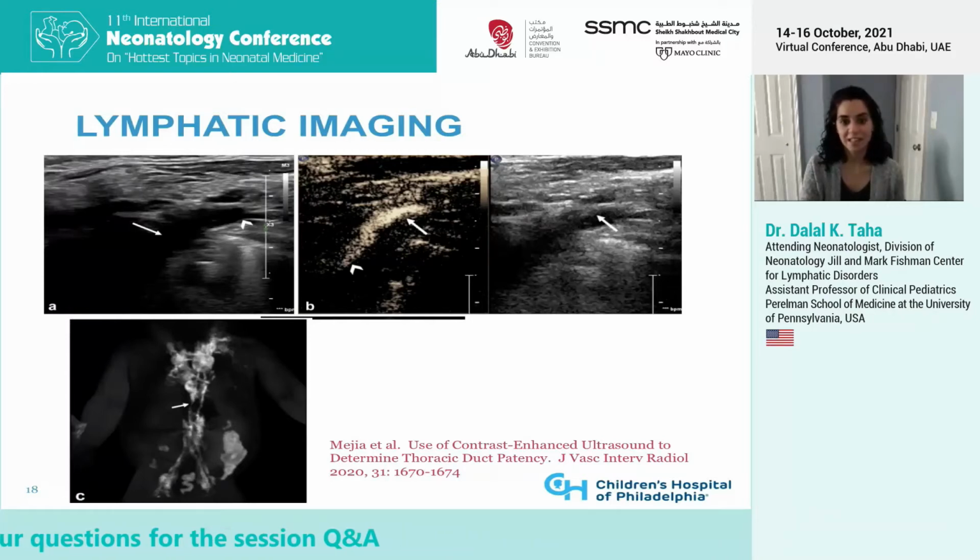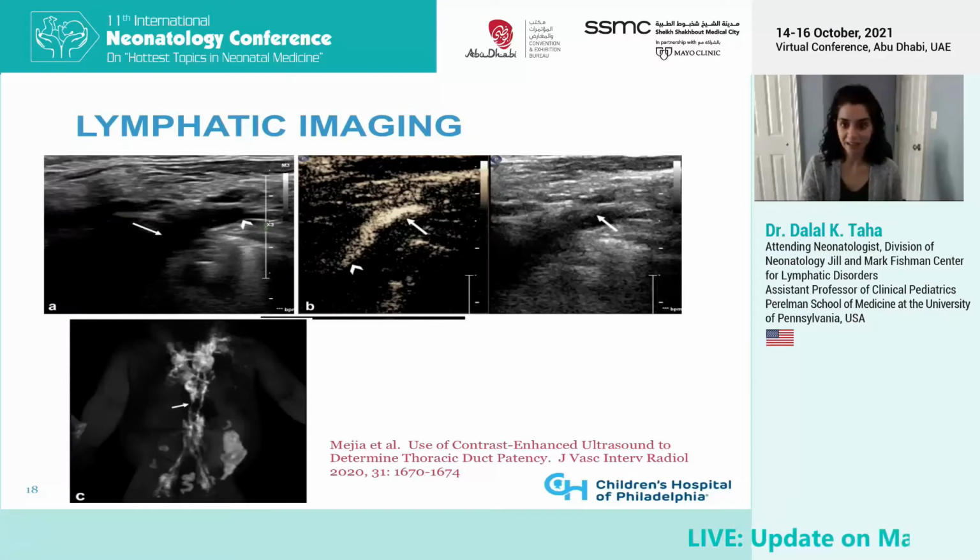Image C is the DCMRL from the same patient. The arrow in this image is pointing to the thoracic duct, but because of the abnormal lymphatic networks up in the neck, the outlet was not able to be visualized on this imaging.